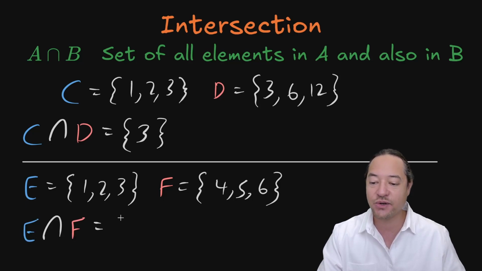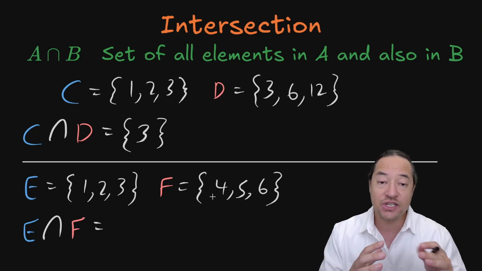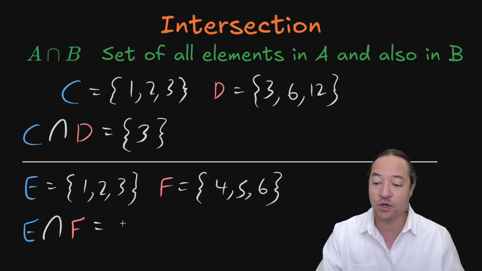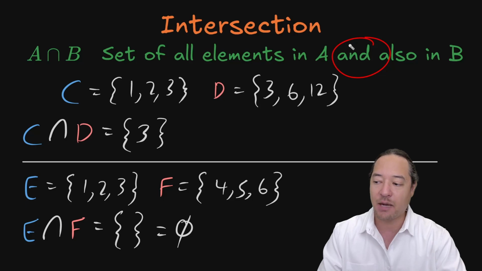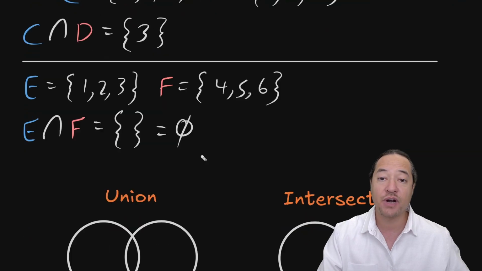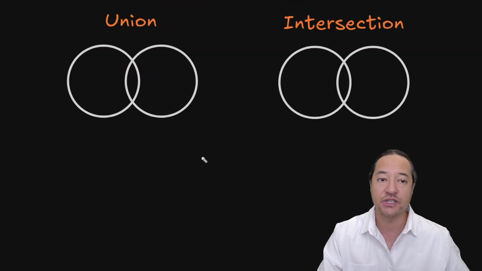Okay, so what is this going to be? Well, if you notice now there's no overlap. There are no elements that are shared in E and also in F. And so what we're going to get is an empty set, also known as the empty set here. Okay, so the intersection is basically the logical AND operator. Let me see if I can show you a graphical way to interpret these operations.